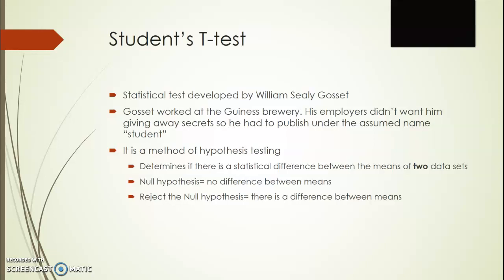So it's a method of hypothesis testing. It determines if there's a statistical difference between two data sets. You're going to see the term null hypothesis a lot. The null hypothesis is that there's no difference between these two data sets. The means may show slightly different numbers, but there's no actual difference between the data that generated them. If we do the t-test and it tells us that there is a difference between these two groups, then we can reject the null hypothesis, and that means there is a difference between them.